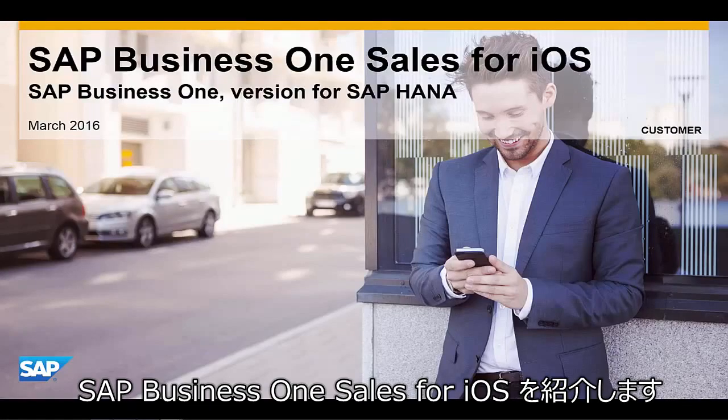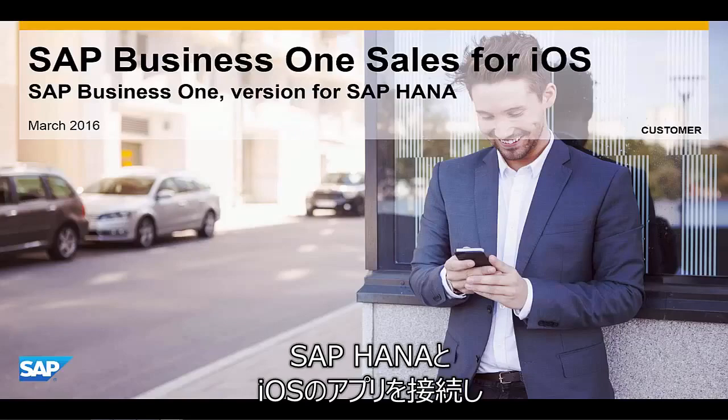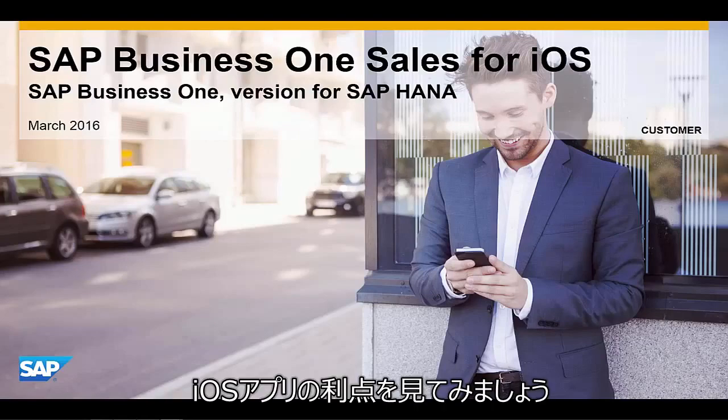Let me introduce you to the new SAP Business One Sales for iOS app, now available. Imagine if you could effectively handle all of your sales activities anywhere, anytime. The SAP Business One Sales for iOS app connects to the SAP Business One version for SAP HANA application, giving salespeople access to the most relevant business information and processes for efficient and successful management of customers and sales. Let's take the following example to show you some of the real benefits of using this new Sales iOS app.